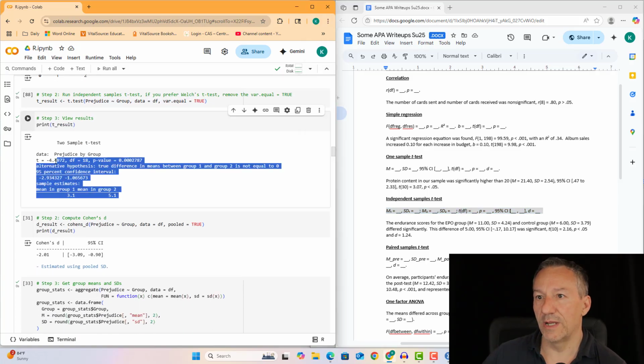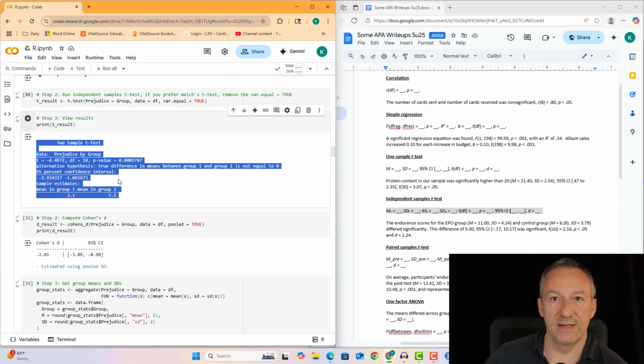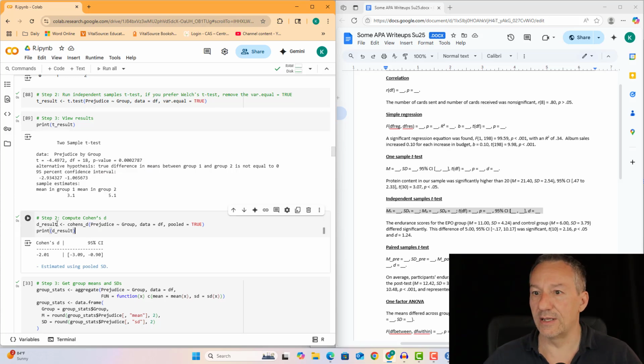We get a lot of that information just by looking at the results for the two-sample independent samples t-test. T equals -4, degrees of freedom 18, p-value less than 0.001. Our confidence intervals, just like in SPSS, about -3 to -1, 3.1 compared to 5.1. That gives us the majority of the information we need. Get Cohen's d, another d result statement.